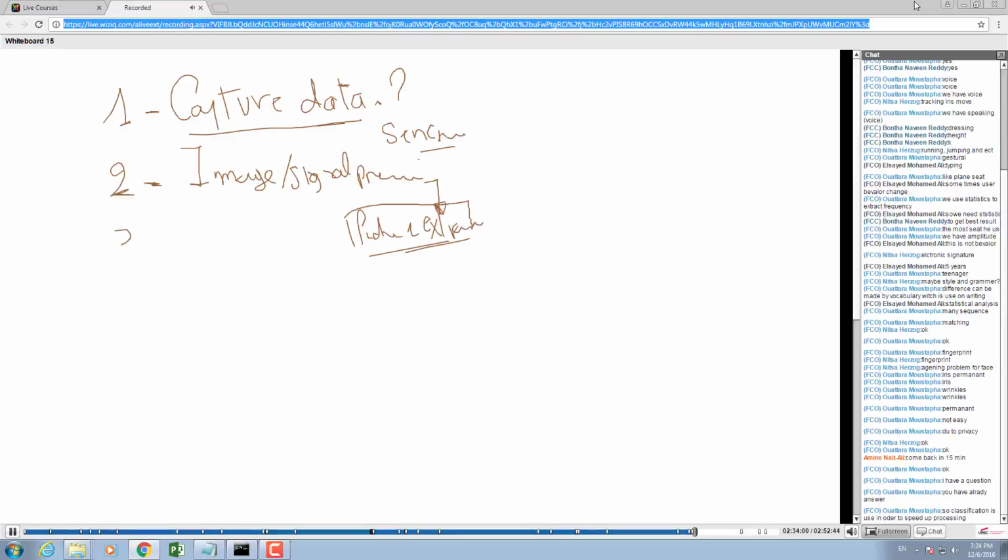Okay, which includes, of course, feature extraction. It's difficult to write, but feature, I cannot write extraction.